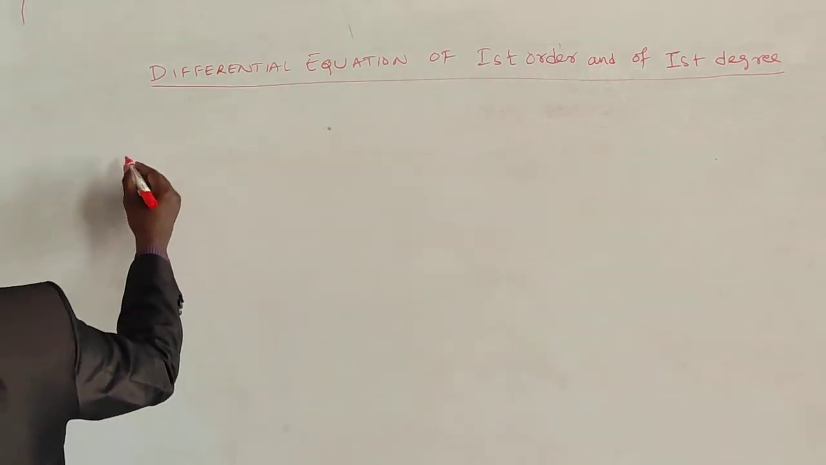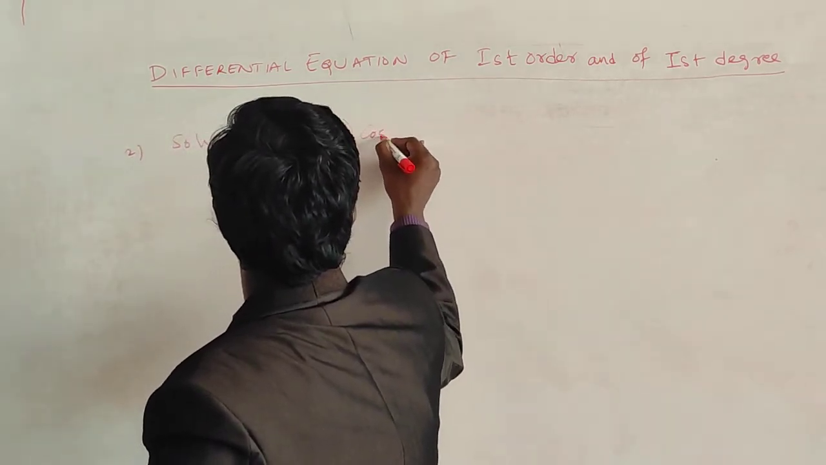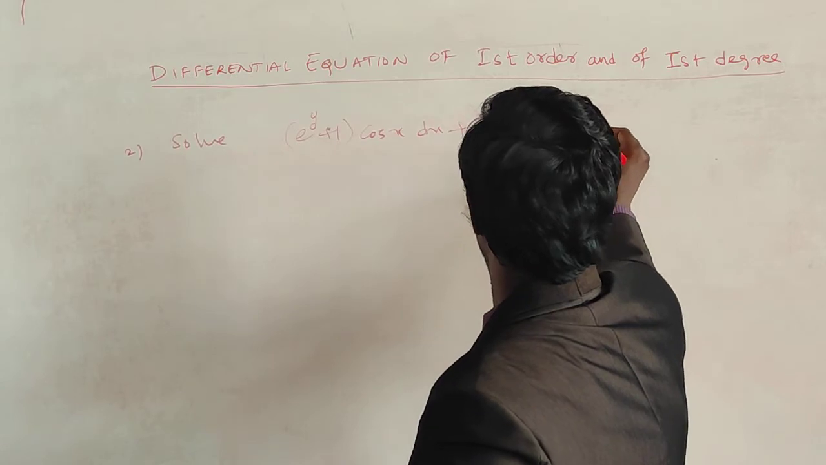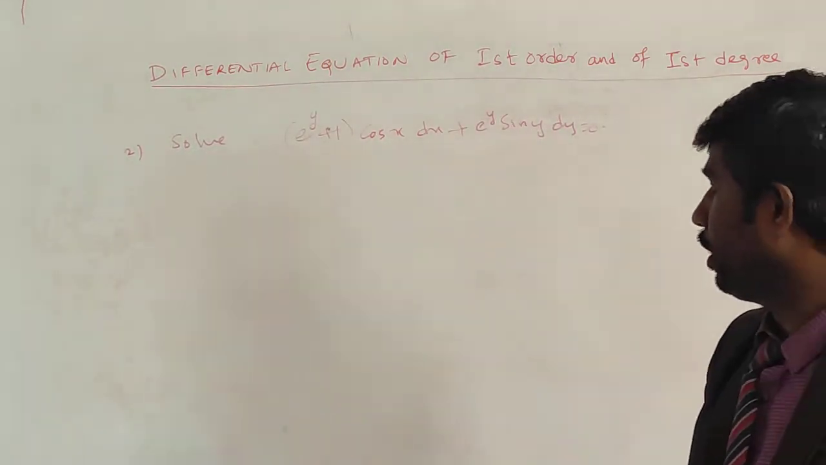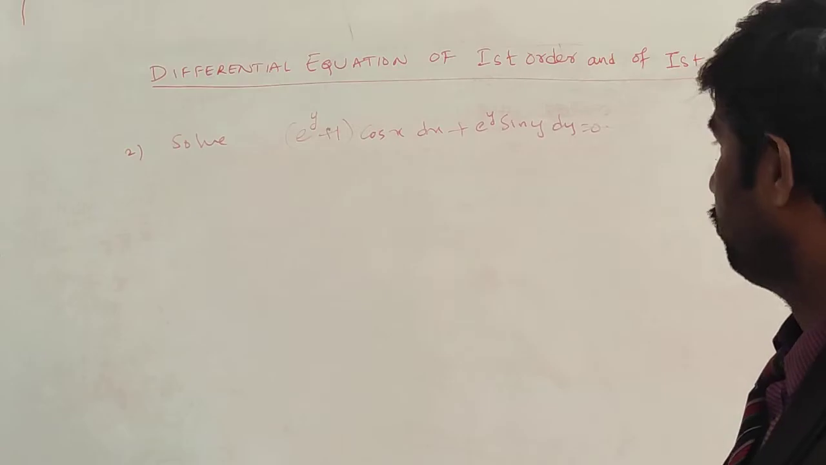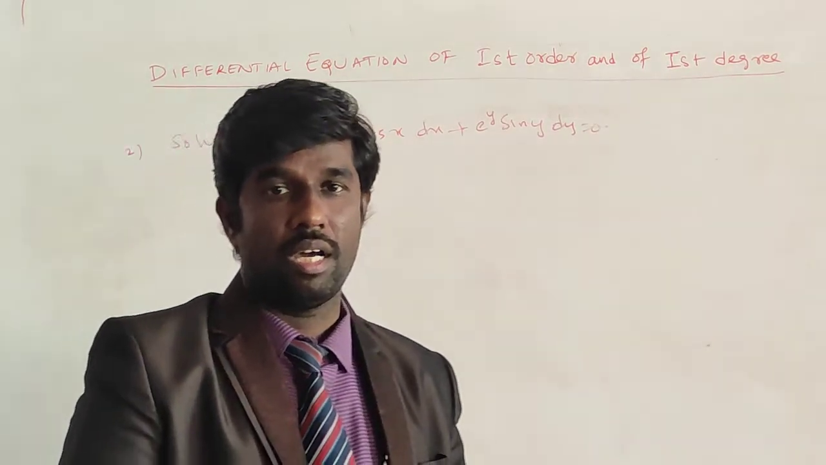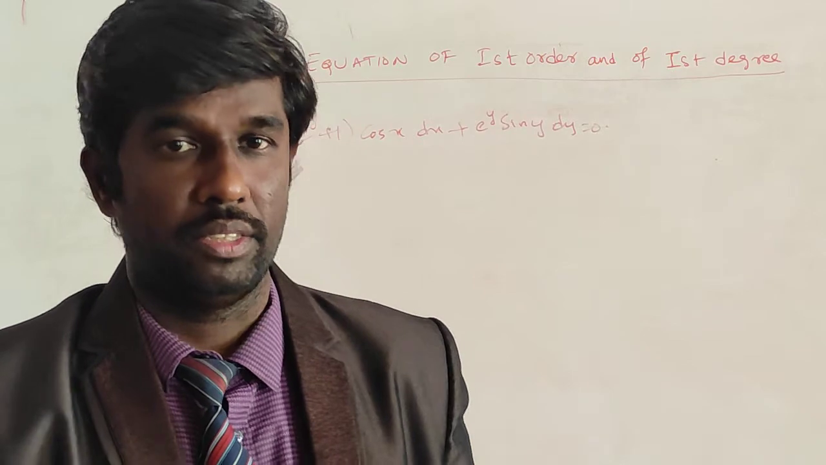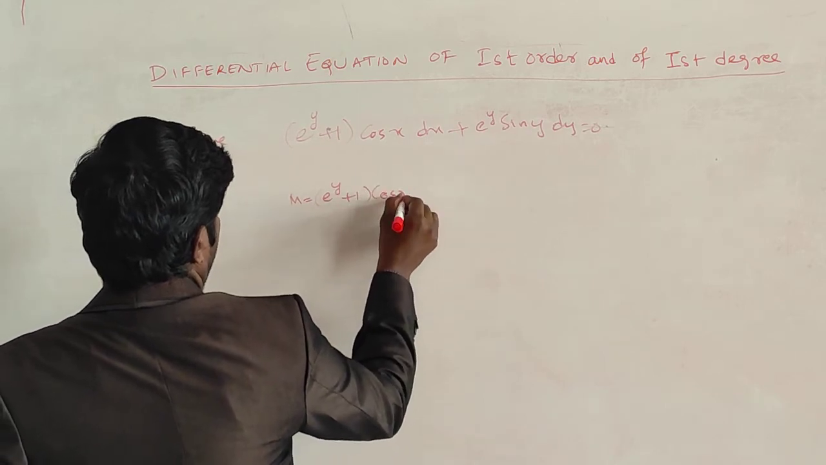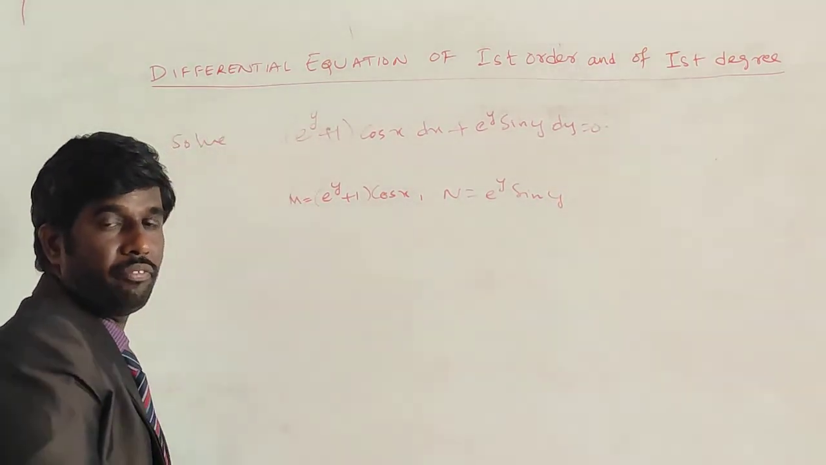See one more problem here. Solve the differential equation (e power y plus 1) into cos x dx plus e power y sin y dy equal to 0. So that is the given differential equation here. We need to verify whether it is an exact differential equation or not. If it is exact, we can write the general solution. So here M is (e power y plus 1) into cos x, and N is e power y sin y. Now I am checking the condition for exactness.